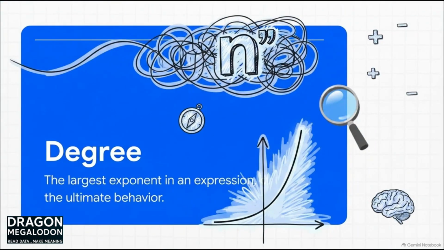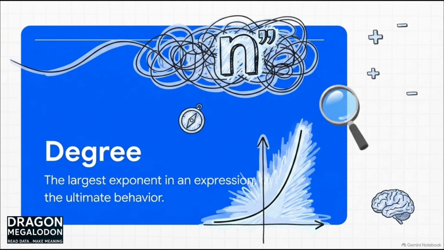Level 2, decoding polynomial logic. So now we're stepping up the complexity, going from a single curve to multi-layered sequential code. To really understand a polynomial, you have to find its master variable. We call this the degree. The degree is literally just the largest exponent in the entire expression. Honestly, it doesn't even matter what other numbers are scattered throughout the rest of the code.